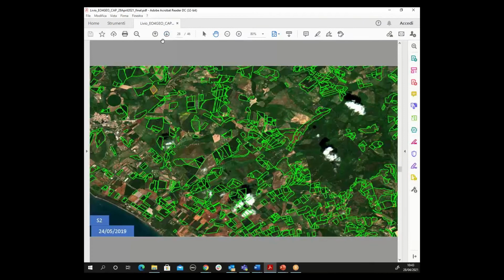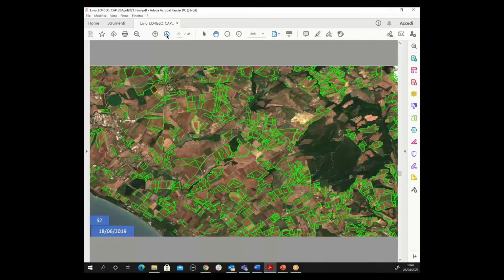Now we are in June, and there is a clear maturation. There is no more phenological activity registered by the infrared. And so we can see that the cultivations are quite at the end of their seasonality. And in some situations, we can also see the harvest in the central part. You can see the whitish parcels that seem to have been harvested.